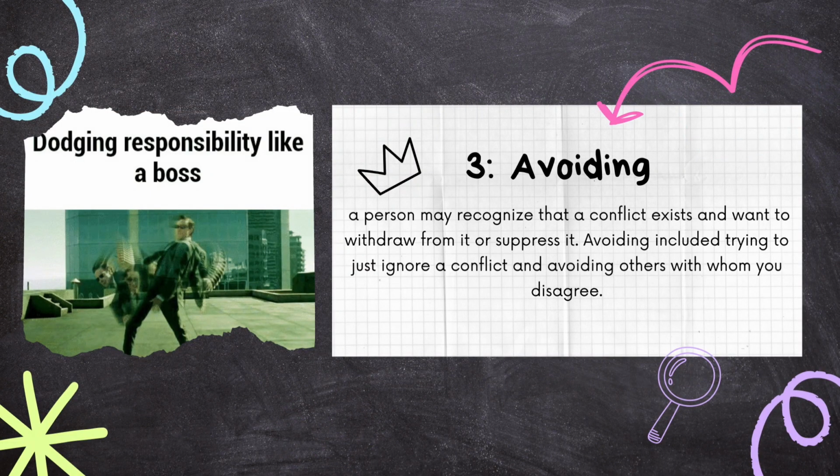The third one is avoiding. A person may recognize that a conflict exists and want to withdraw from it or suppress it. Avoiding includes trying to just ignore a conflict and avoiding the other person with whom you disagree.